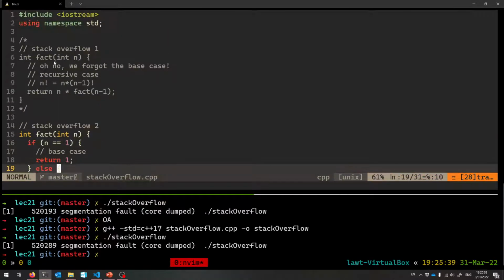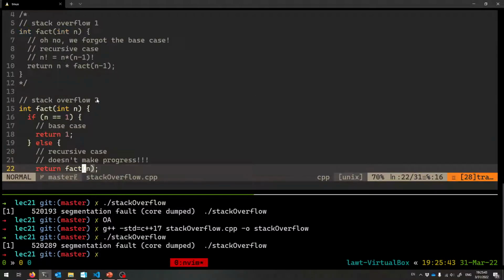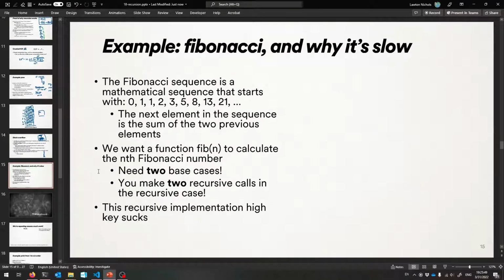Okay? So study these two cases. Those are two common ways to run into trouble with recursive functions. Okay? That's called the stack overflow. And then for my final example for this lecture, I want to talk about the Fibonacci sequence, which is a very fun one. Definitely go look it up on Wikipedia. It's really cool looking.